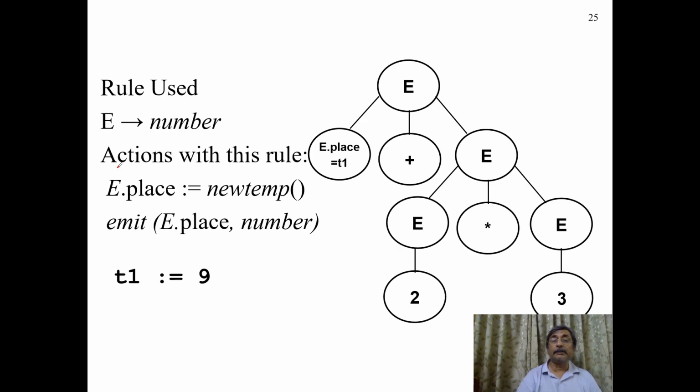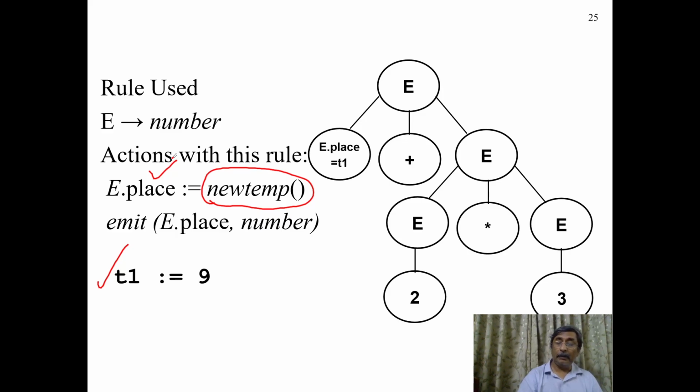And what I need is to generate this line. Now to generate this line, first I need to create a new variable by a new temp. I add an attribute in E named place. So E.place is new temp, and emit E.place, number, right?